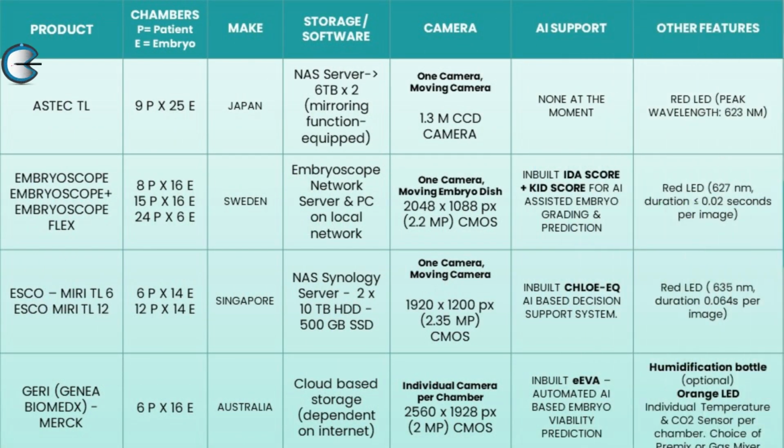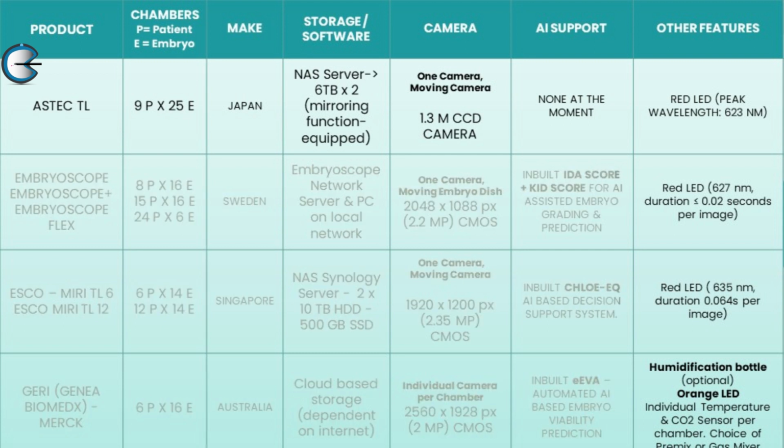So these are the time-lapse systems available in the market. The first one alphabetically would be Astec. It has the ability to capture images for 9 patients, 9 dishes with 25 embryos each. The software storage system is a network attached storage or NAS server with 6 terabyte into 2, meaning 2 hard drives of 6 terabytes with a mirroring function.